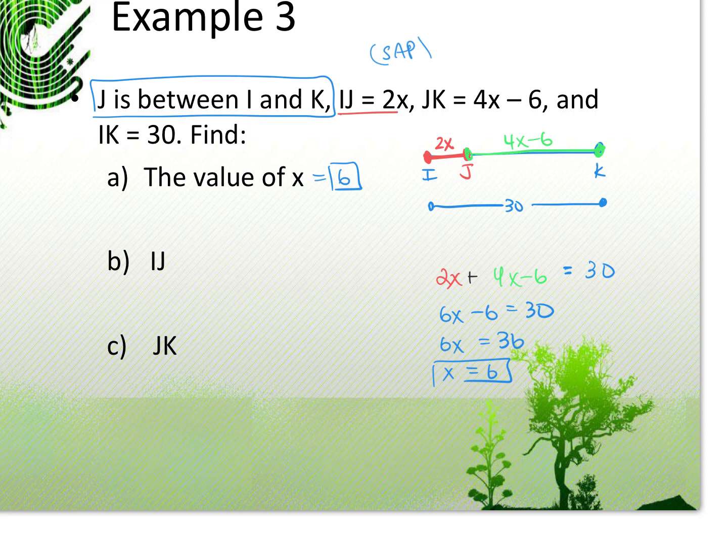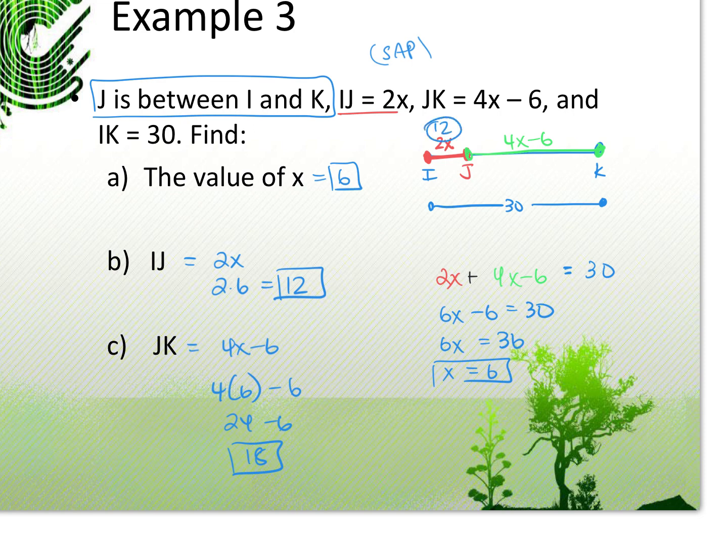So now that I know that x is 6, it's really easy for me to figure out the pieces. I know that IJ equals 2 times x, so 2 times 6 equals 12. So IJ is 12 units long. And then JK, I know, is 4x minus 6. So again, I'll substitute 6 in for x, and I'll get 24 minus 6, or 18. So if my math is correct and x does equal 6, I know that IJ equals 12, and I know that JK equals 18. And if I add these up, I know that 12 plus 18 should equal 30, and it does. And so I know it checks out.